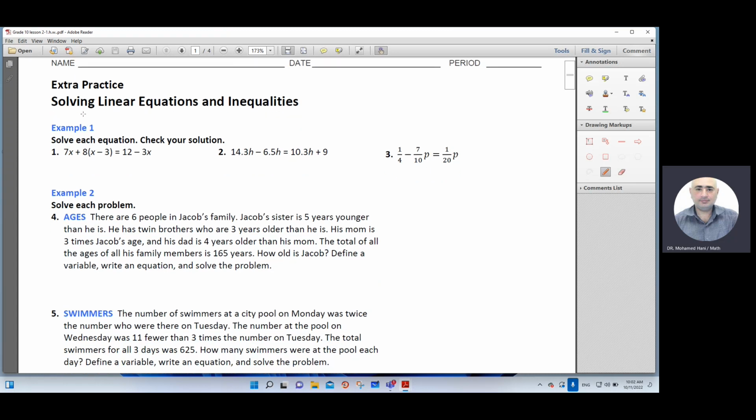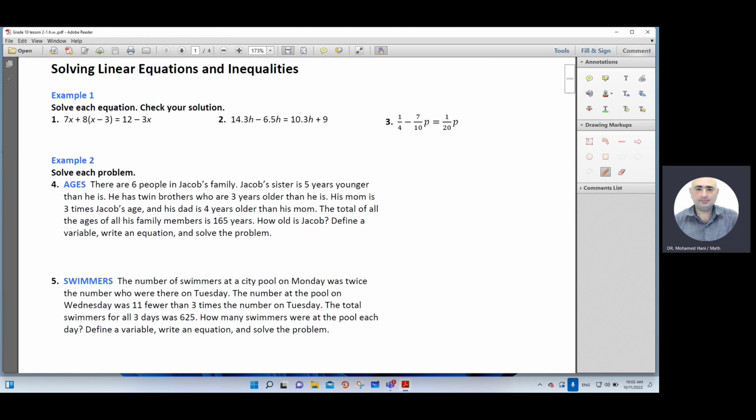From the previous lesson, solving linear equations and inequalities, as you see, we have in this question, solve each equation. This is important for the MSAT, so I want everyone to do training on equations. To solve this equation, on the first side we distribute. So rewrite: 7x plus, then distribute, 8 times x, 8x. Then 8 times minus 3 will be minus 24, equals 12 minus 3x.